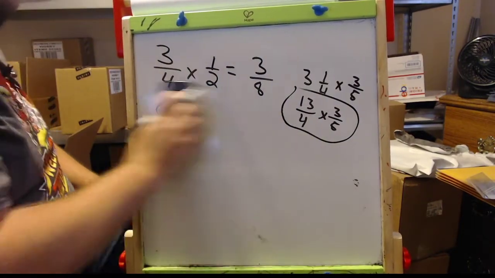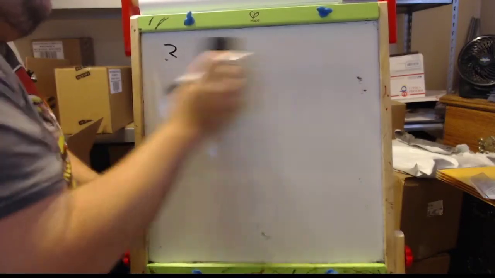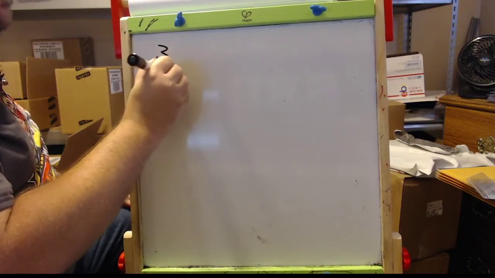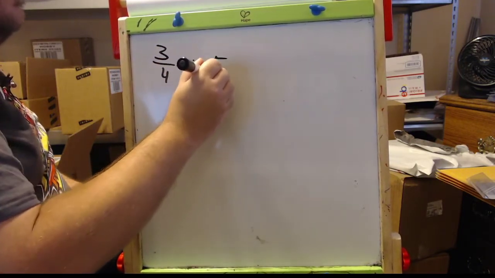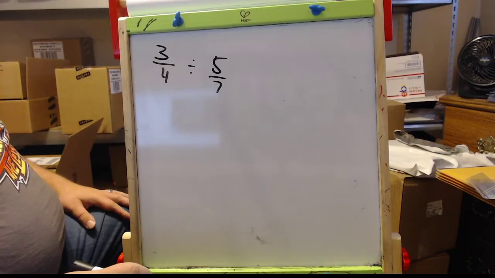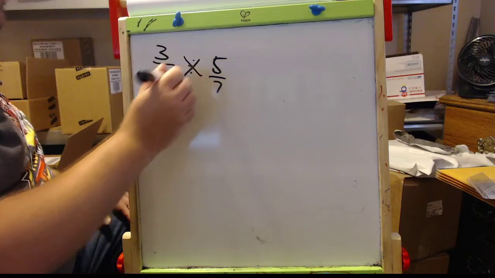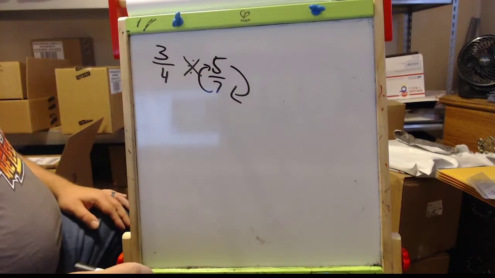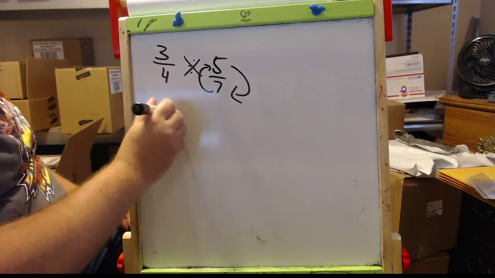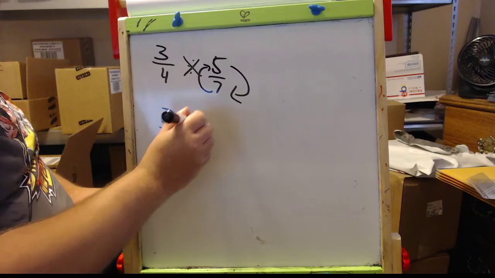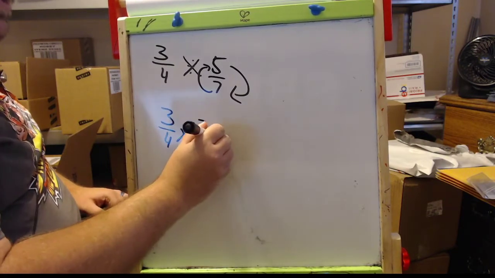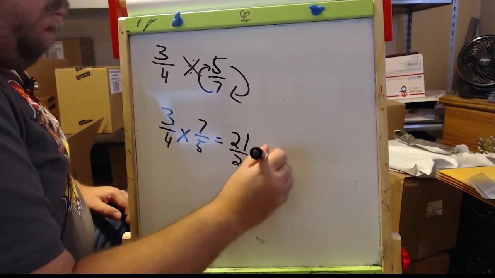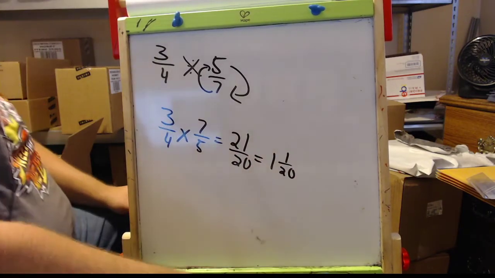Well, what about division? Okay, here we go. If I am dividing fractions, 3/4 divided by 5/7. First step, there's a couple steps. Change your division to a multiplication and get the reciprocal of the second digit. So it's 3/4 times 7/5. And you end up with 21 over 20, or 1 1/20.